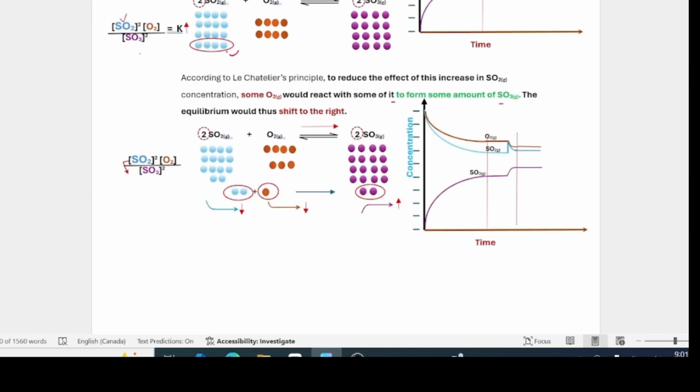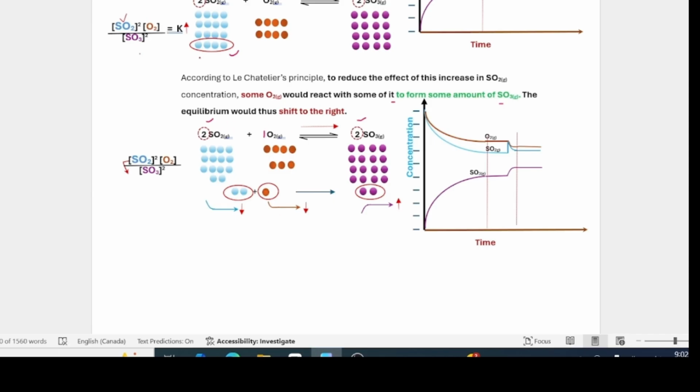We have increased the concentration here, and we now have to react some of that with oxygen to form some sulfur trioxide. Note how, because the stoichiometric coefficients of sulfur dioxide and sulfur trioxide are the same, you're going to find that an equal number of particles of sulfur dioxide will produce an equal number of particles of sulfur trioxide, but they'll only be reacted with half that quantity of oxygen in every case because of this stoichiometric coefficient of 1, which is only half of what these are.